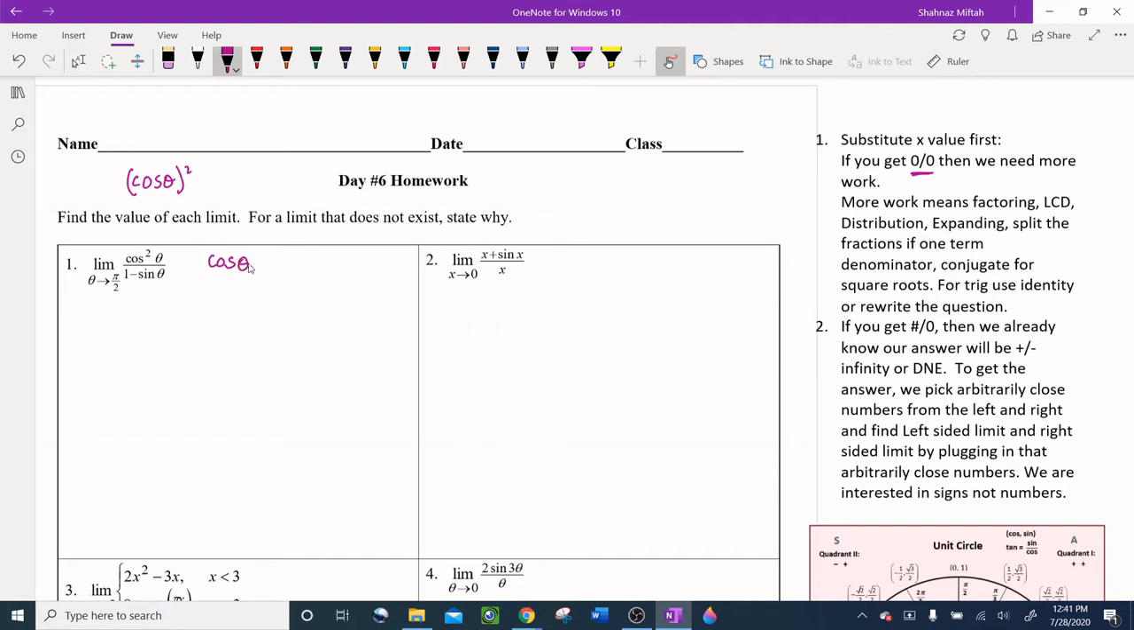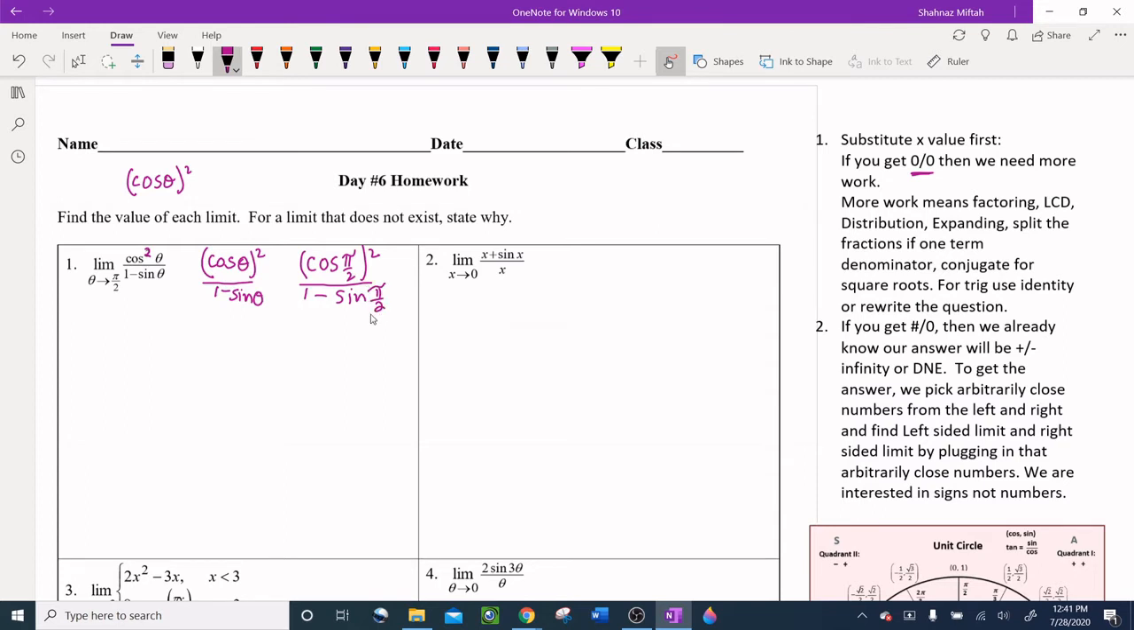Let me rewrite it, because you always have to rewrite the trig function like this. If the 2 is on top of the trig, make sure everything is inside the square. And then I have 1 minus sine theta. This one doesn't need to be rewritten. Okay, let's plug in pi over 2. So I'm going to plug in cosine pi over 2 whole squared, and I got 1 minus sine pi over 2.